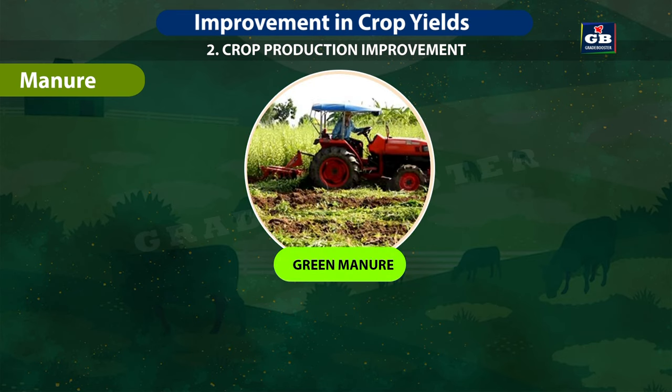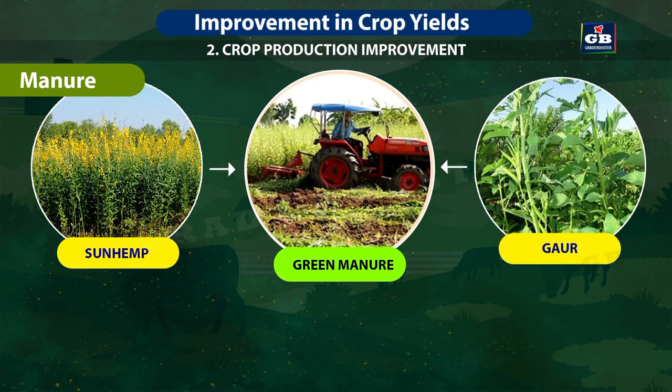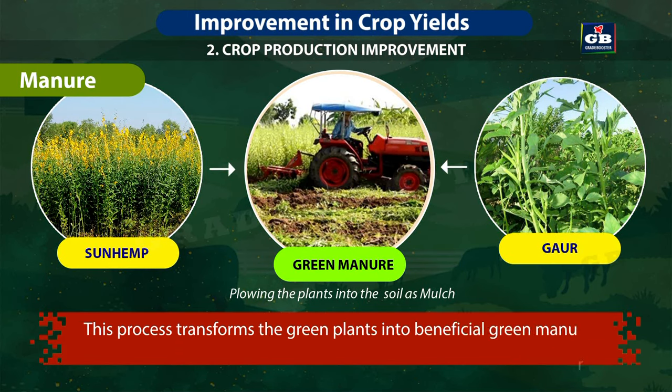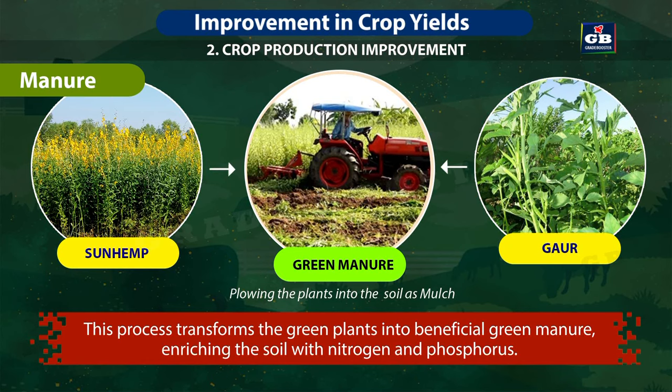2. Green manure. Green manure involves growing plants like sun hemp or gaur before planting crop seeds and then plowing these plants into the soil as mulch. This process transforms the green plants into beneficial green manure, enriching the soil with nitrogen and phosphorus.